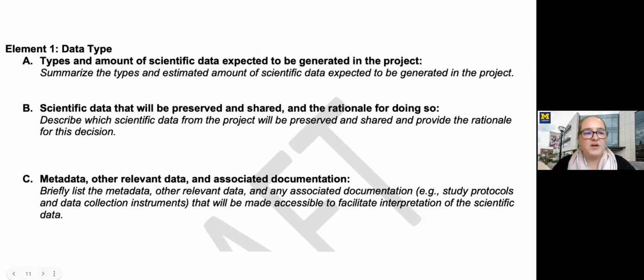So the first element is focused on data type, and underneath data type, you can see the format page sort of broke it out into 3 different sections. First, the type and amount of scientific data expected to be generated in the project. The second, letter B, says scientific data that will be preserved and shared and the rationale for doing so. And then finally, a description of the metadata, other relevant data, and associated documentation.